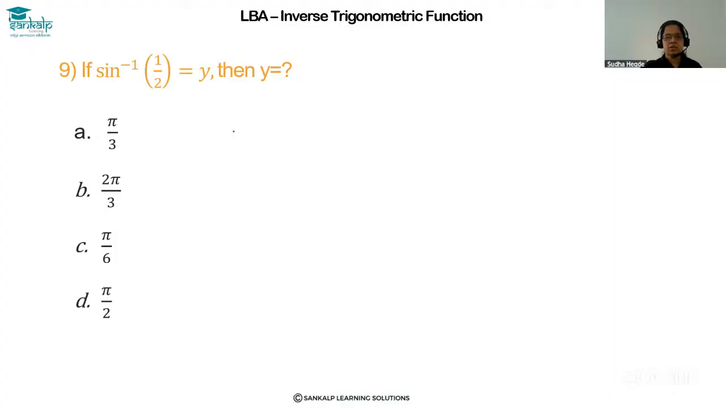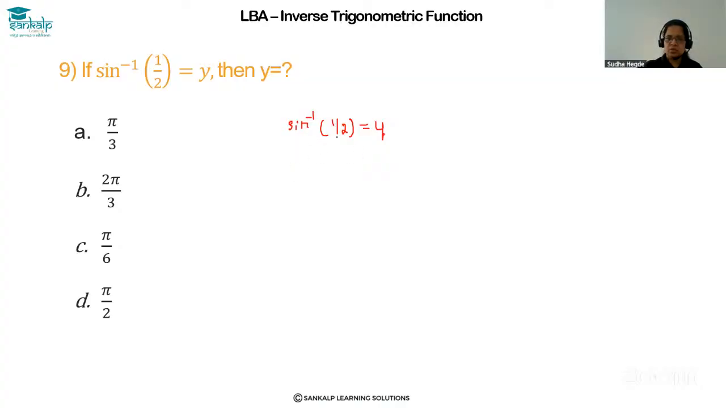Hi students. The question is, if sine inverse 1 by 2 is equal to y, you need to find y. Option A pi by 3, option B 2 pi by 3, option C pi by 6, option D pi by 2. What's given? Sine inverse 1 by 2 is equal to y. You need to find y.